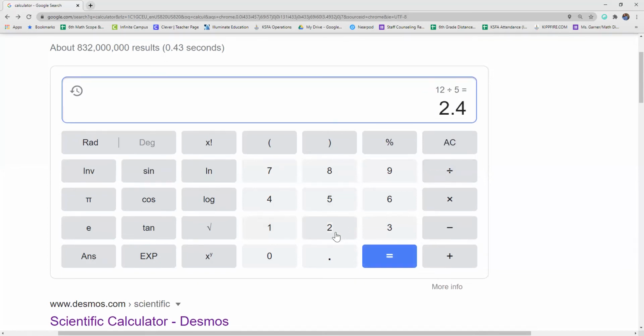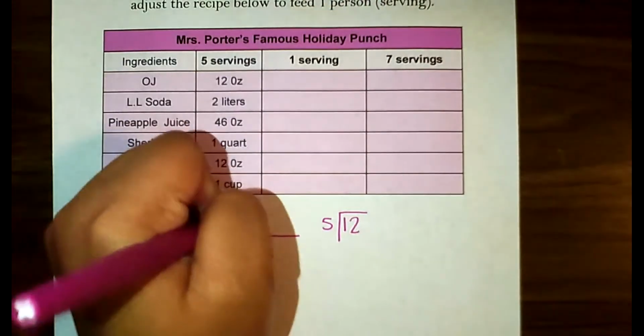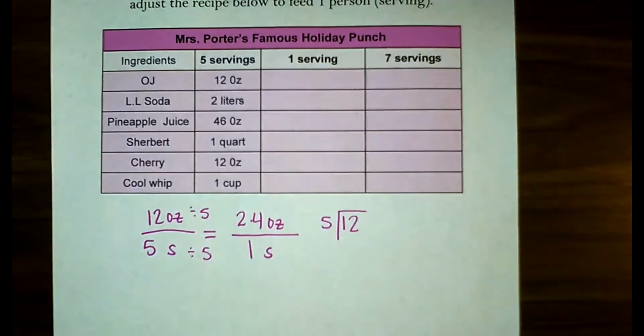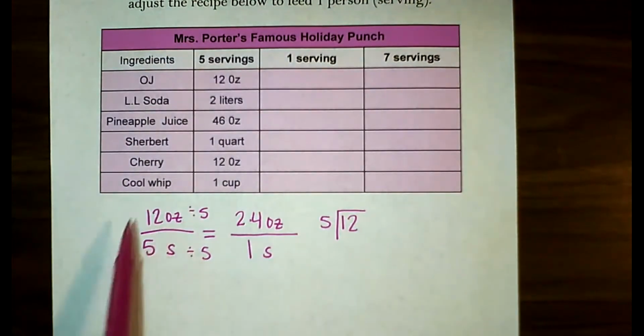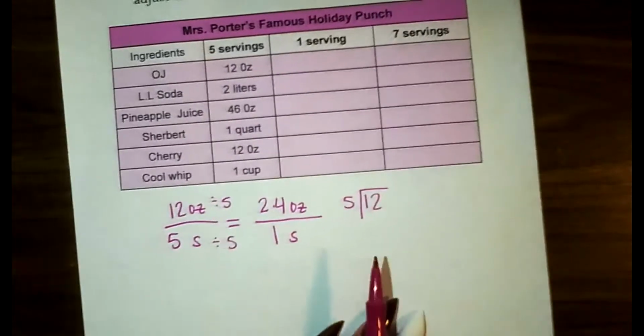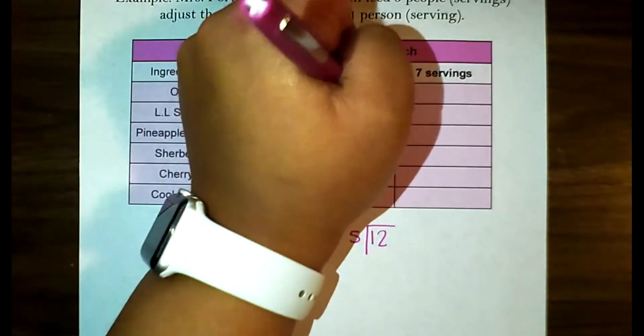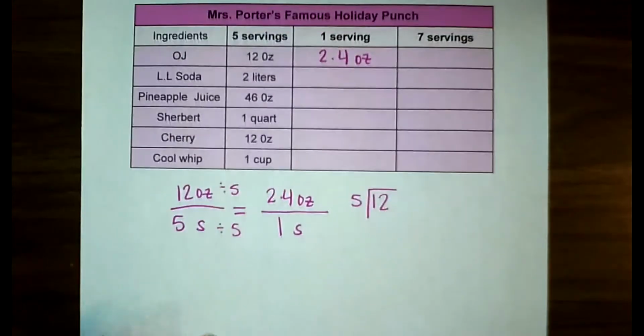There we go. That lets me know that I'm going to need 2.4 ounces of orange juice for 1 serving. That meant I took 12 ounces, broke it into fives, and I got 2.4. That is for 1 serving. Let's look at another one.